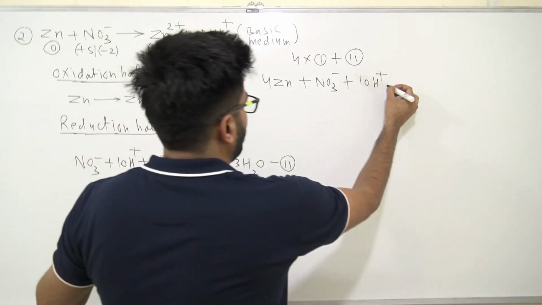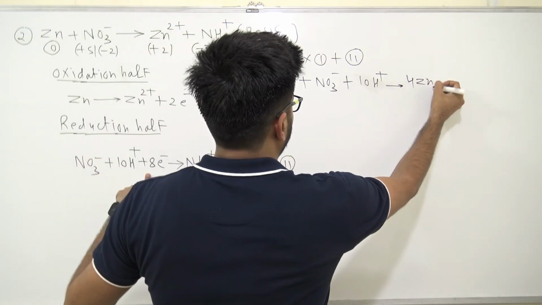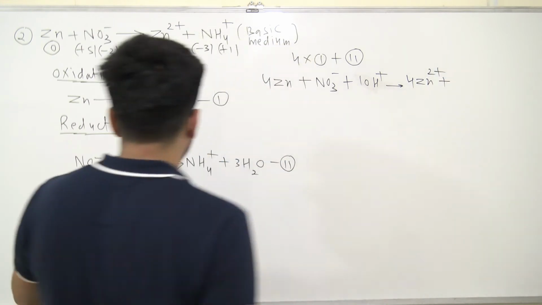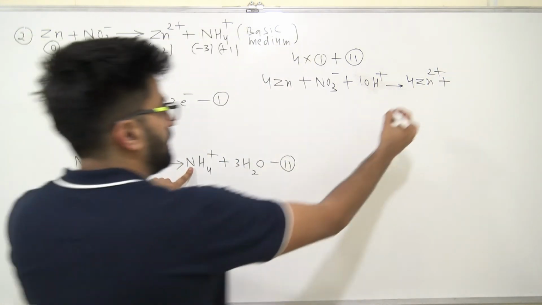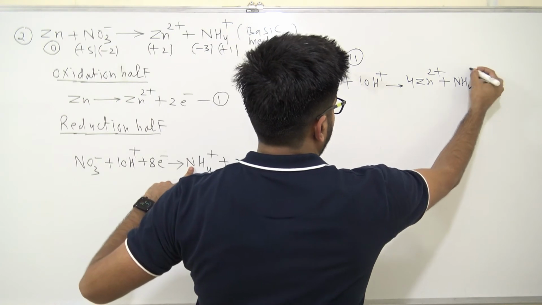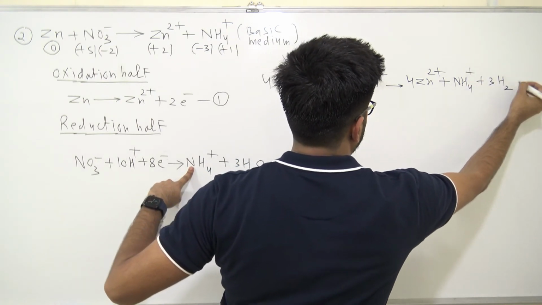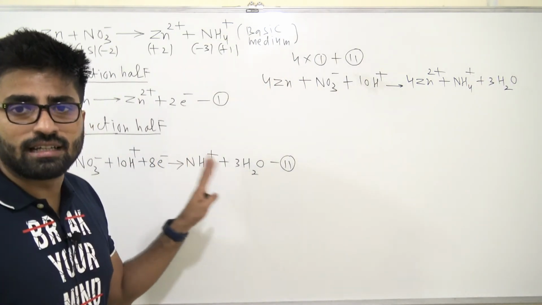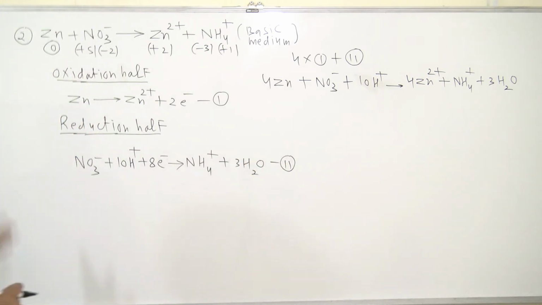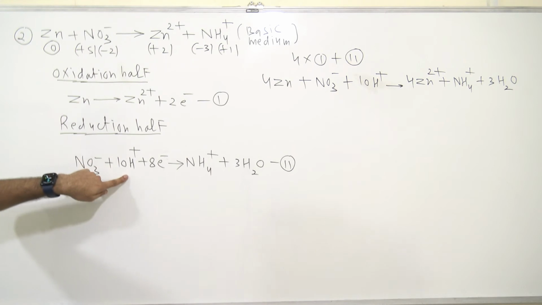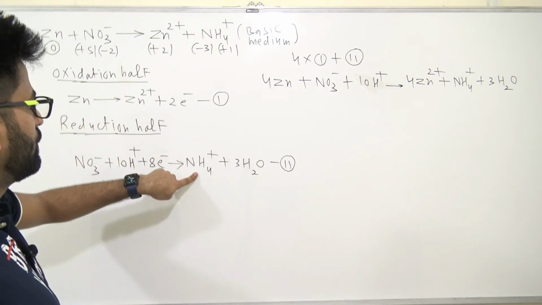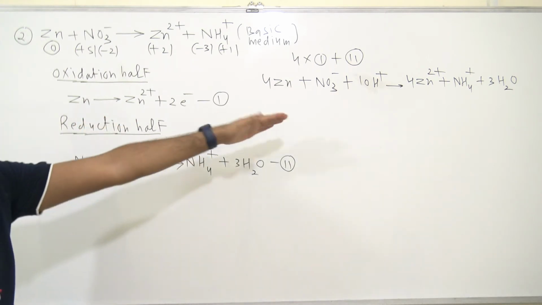Okay, then we have 4 Zn2 plus, balance properly. Then we have NH4 plus and 3H2O. So this is the equation that I'm getting after adding all of them: 4Zn, NO3 minus, 10H plus gives 4Zn2 plus, NH4 plus, 3H2O. This is my balanced equation.